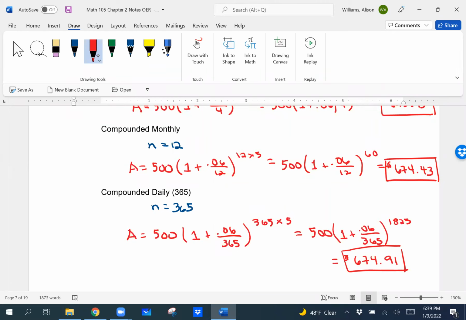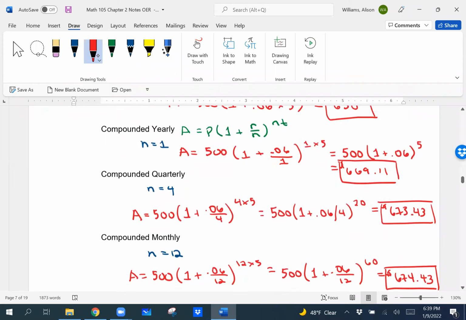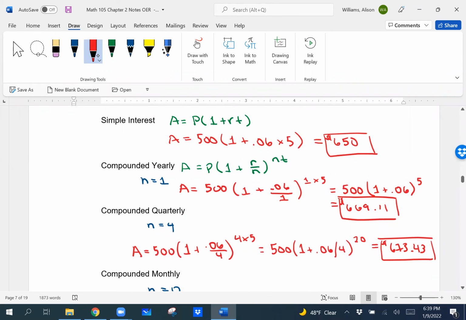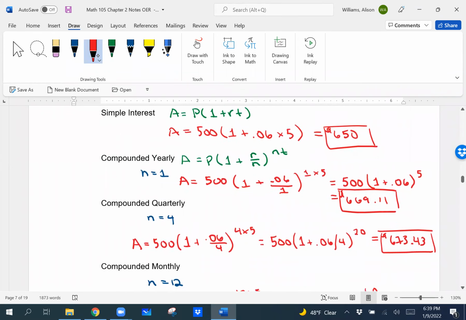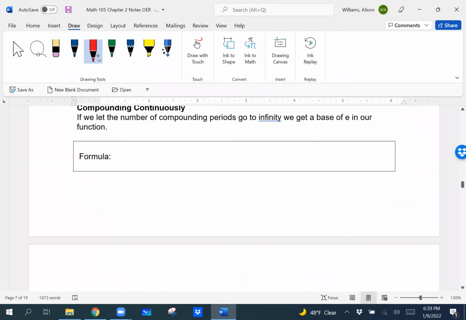Okay. But yeah, when you're talking about how often it's getting compounded, it's not a huge difference. The big difference is between simple and compound interest in general. That's the biggest difference. All right. What, $19 difference, almost 20 bucks. Okay.